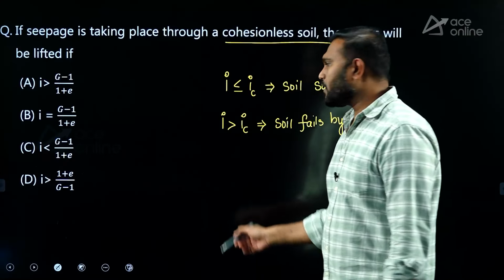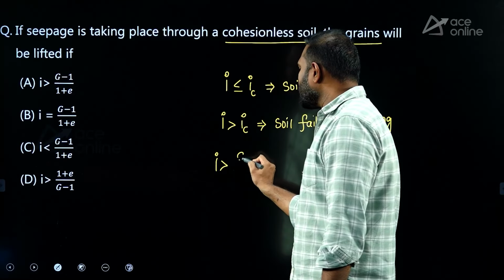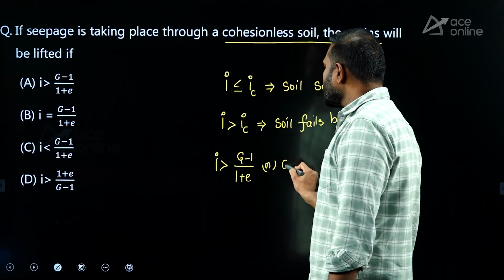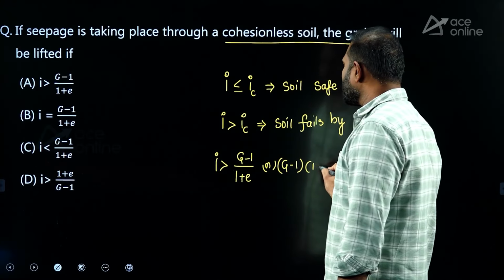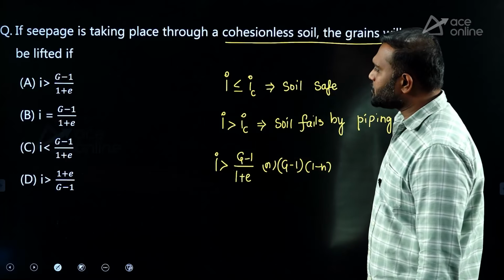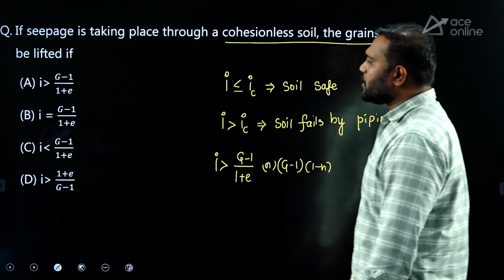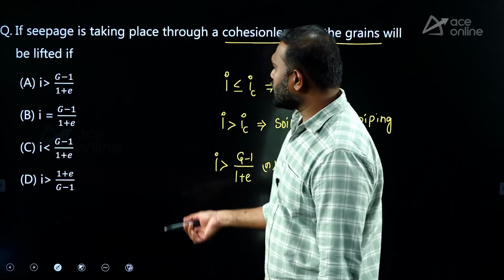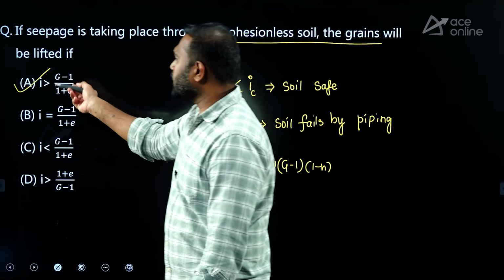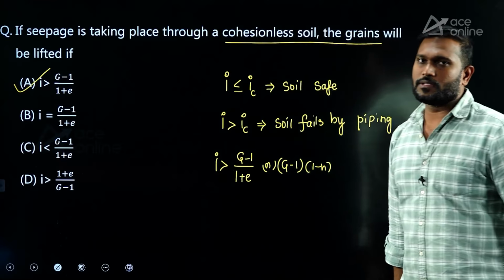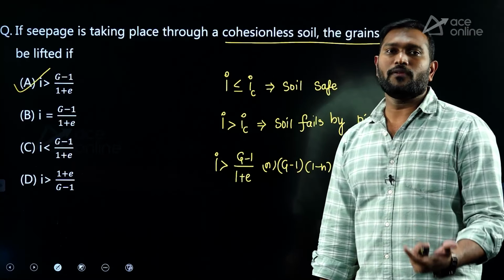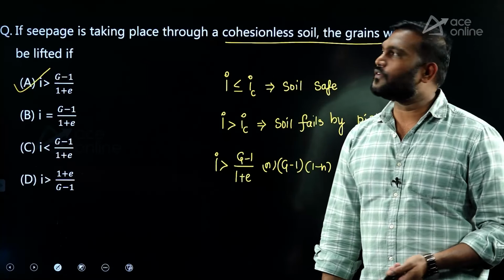What is the critical hydraulic gradient? Critical hydraulic gradient means (G minus 1) by (1 plus e), or (G minus 1) into (1 minus n). From the given options, I can see option A and option B as i greater than, but the correct answer is option A, i greater than (G minus 1) by (1 plus e). Whenever the hydraulic gradient exceeds the critical hydraulic gradient, piping failure will occur, particles will start to lift up.